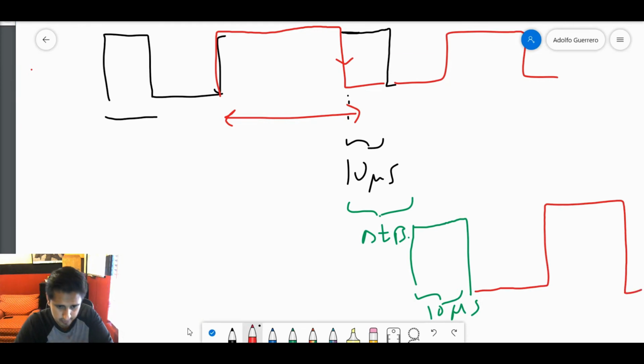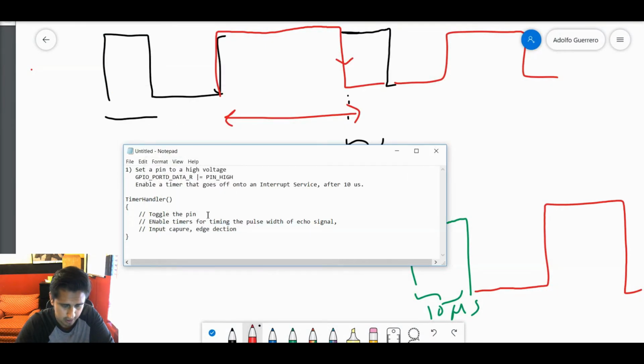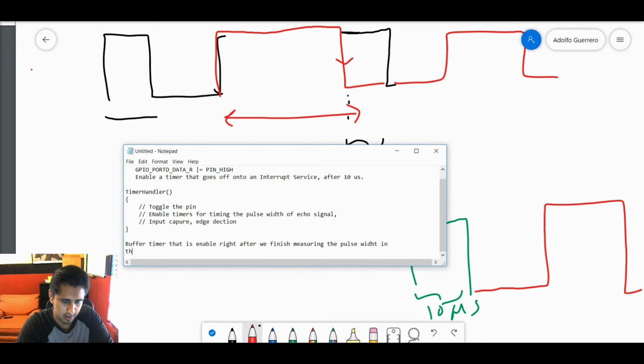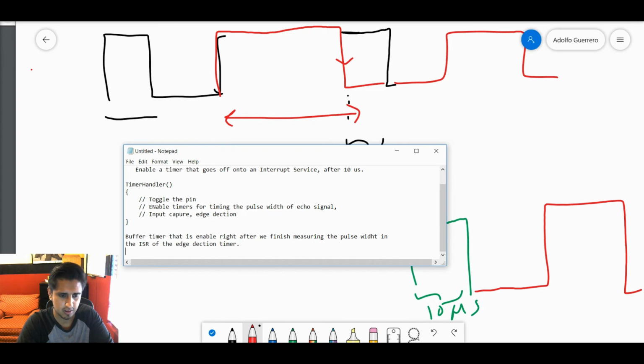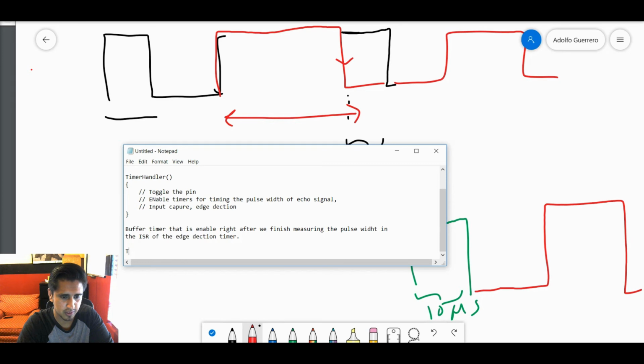I should add on to here. We're going to use a buffer timer that is enabled right after we finish measuring the pulse width, in the interrupt service routine of the edge detection timer. And well, what are we going to do? So this is going to be the buffer.